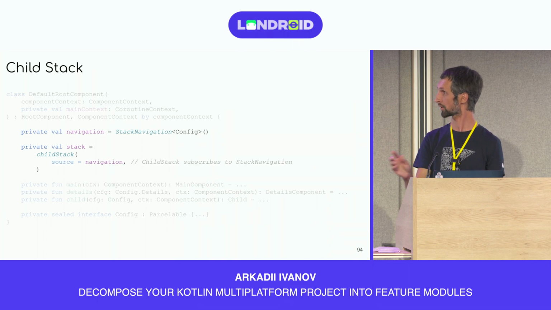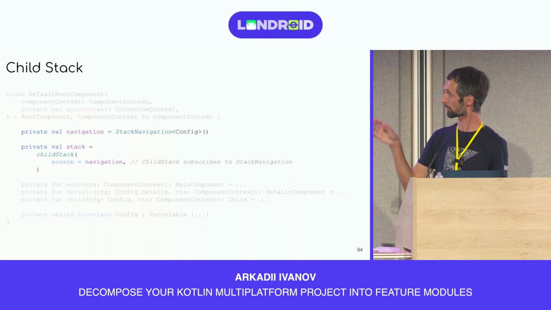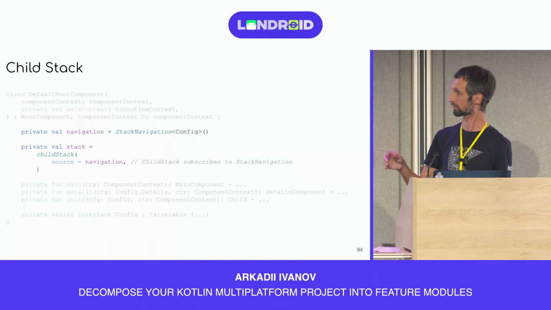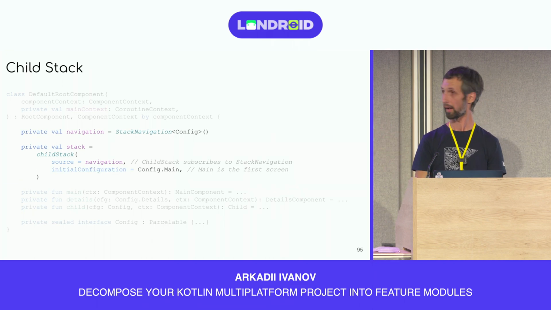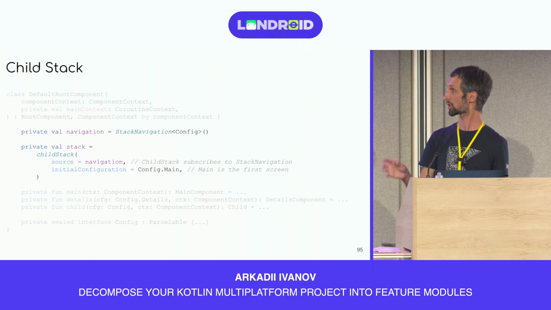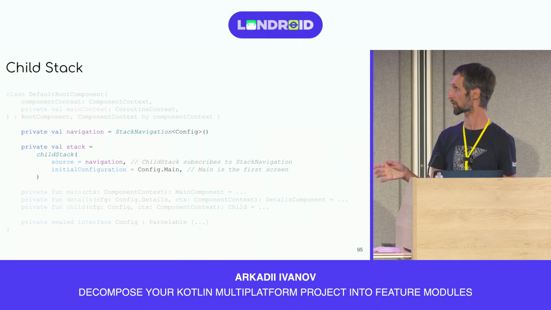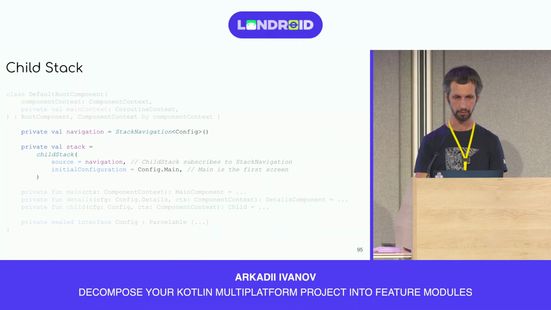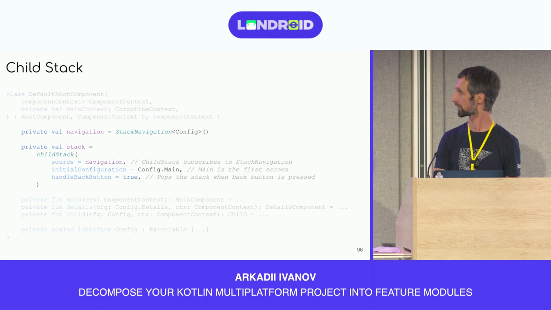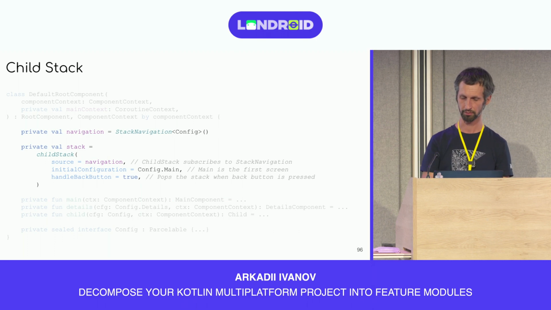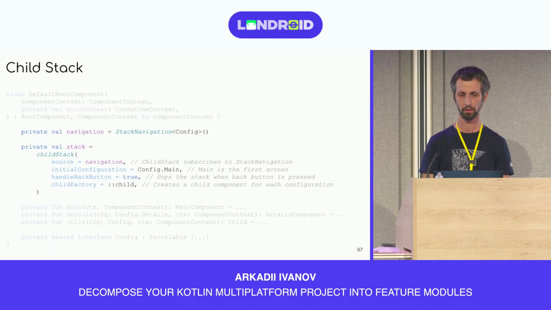So the source is navigation. So child stack will subscribe to that relay and will listen for your events. And you can also supply the initial configuration, which, in this case, is main. You can also supply a stack of configurations, for example, for deep linking. And you can also supply handle back button arguments, so it will pop components when you press the hardware back button. And lastly, you supply child factory function reference, so you can create components for you.